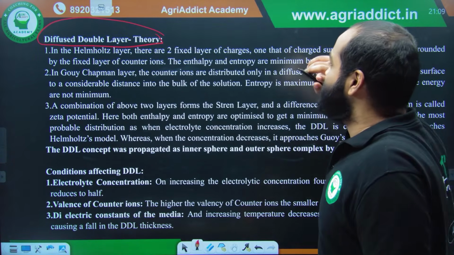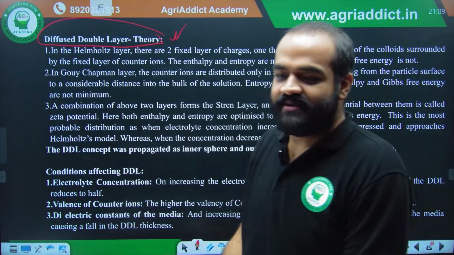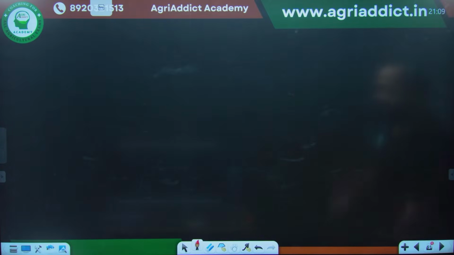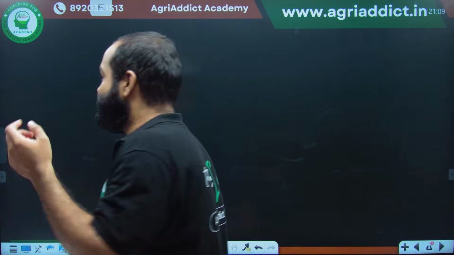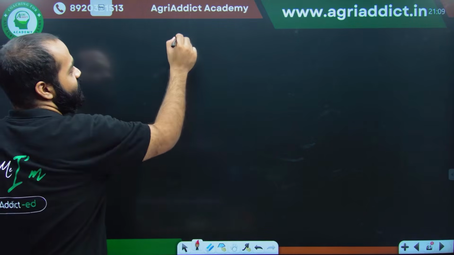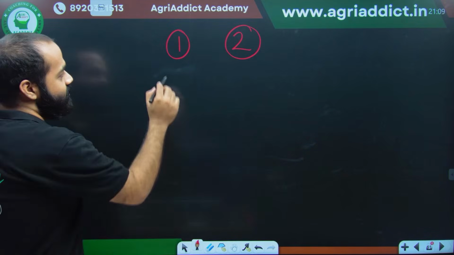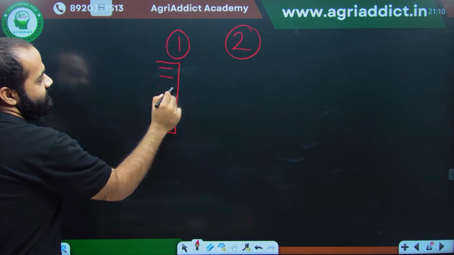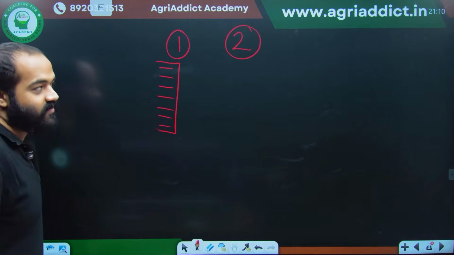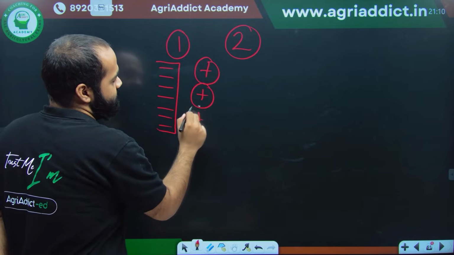Sandipto Ghosh. So the diffuse double layer theory: we all know there are 3 theories, the Helmholtz theory, then the Gouy-Chapman theory, and finally the Stern theory. So the basic funda, I will tell again in a very simple way. Double layer theory means there are 2 layers. Layer number 1 is the negatively charged soil colloid. And layer number 2 is the counter ions.